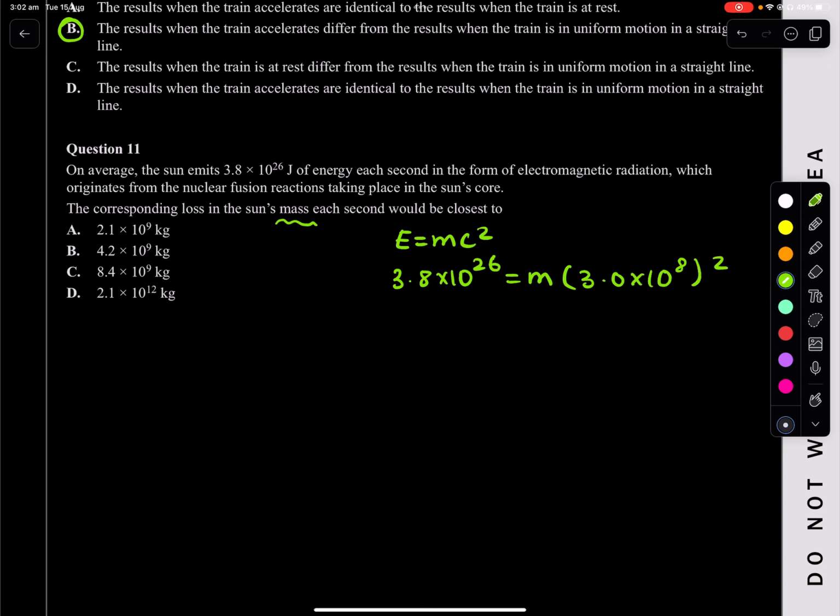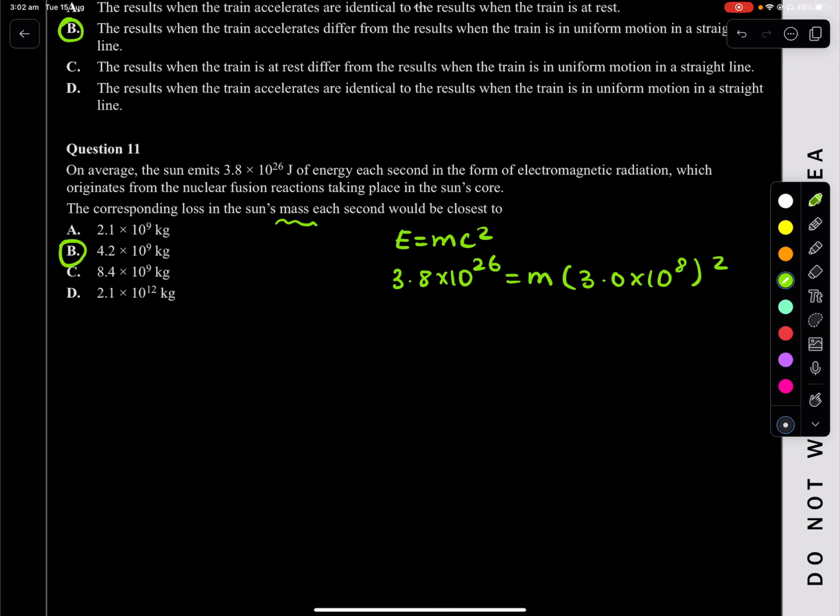So our m value here, if I do it on my calculator, 3.8 times 10 to the power of 26 over 3.0 times 10 to the power of 8 squared, gives me 4.2 something, around there. It's a very big number. So B can only be your answer for this one.